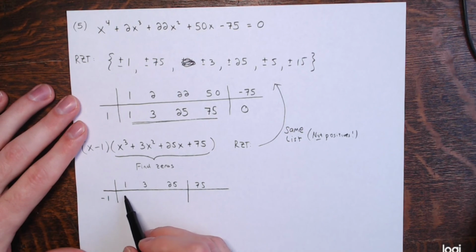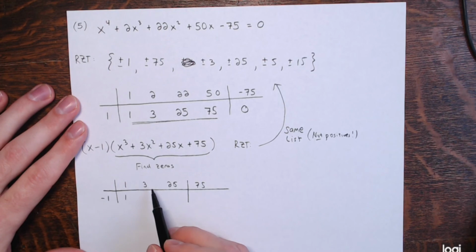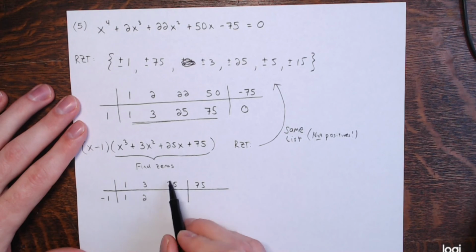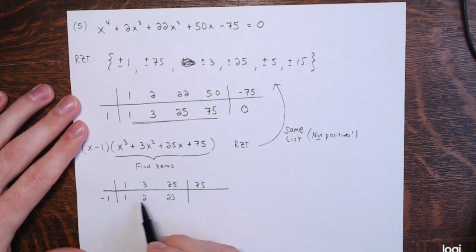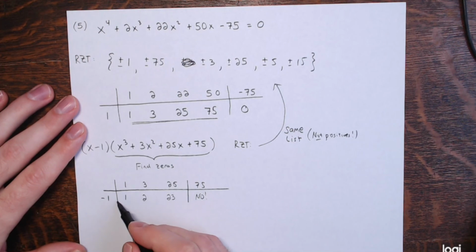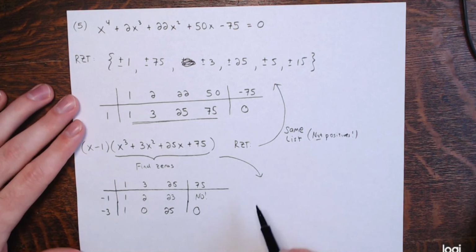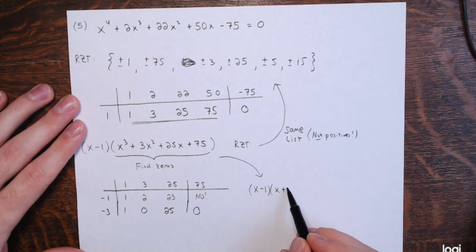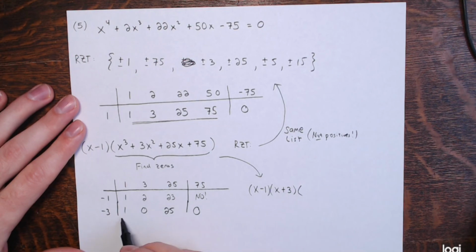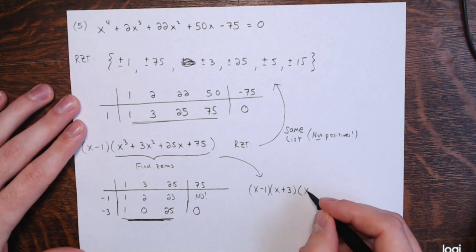So drop the 1, then negative 1 plus 3 is 2. Negative 2 plus 25 is 23, and then negative, now this isn't working. I'm just going to put no. Now I already know that negative 3 works. Negative 1 didn't work. Negative 3 works. Drop the 1. Negative 3 plus 3 is 0. 0 plus 25 is 25, and then you have negative 75 plus 75 is 0. All right, so now I can factor this even further. We have x minus 1 from earlier. And now we have x minus negative 3 or x plus 3. And then these numbers here give me a quadratic, x squared plus 25.